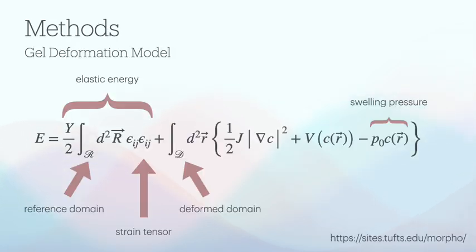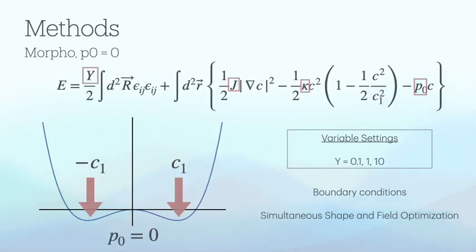In our model, we keep track of the initial or reference domain as well as the deformed domain. The deformations between the two configurations are described by the strain tensor epsilon and include an energetic penalty given by the elastic energy piece integrated over the reference domain. Then, a solvent concentration field is introduced over the deformed domain with a special term for the swelling pressure. Morpho works by simultaneously optimizing the shape and field to give us these concentration profiles.